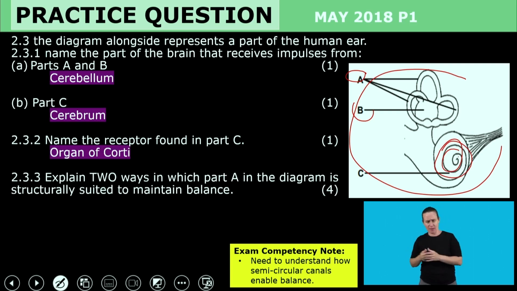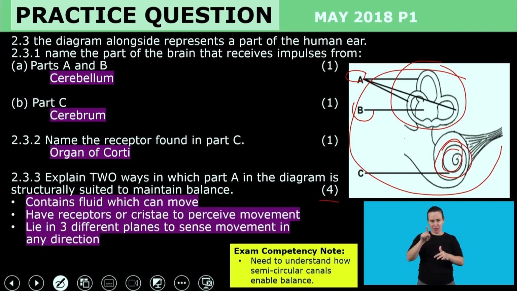233, explain 2 ways in which part A in the diagram is structurally suited to maintain balance. So we're looking at structure, the semicircular canals, right? So how are they structurally suited? For 4 marks. They contain fluid which can move, have receptors, cristae to perceive movement, lie in 3 different planes to sense movement in any direction. You can see it's plane 1, 2, and 3, and they do have cristae which will pick up the change in the speed and movement.